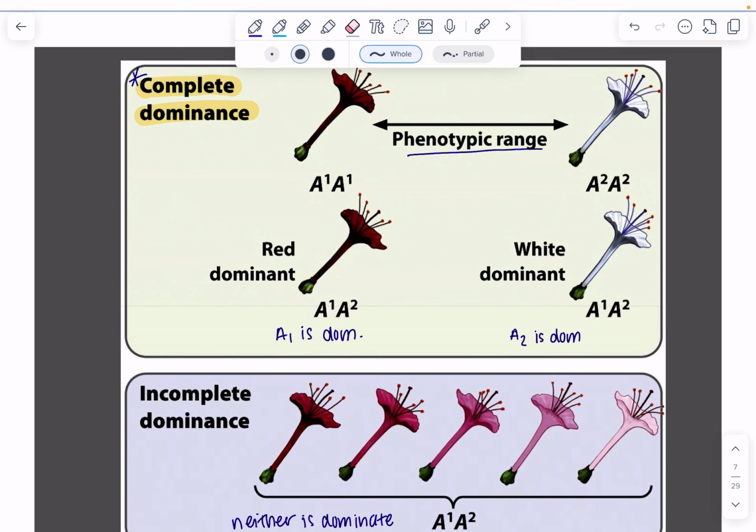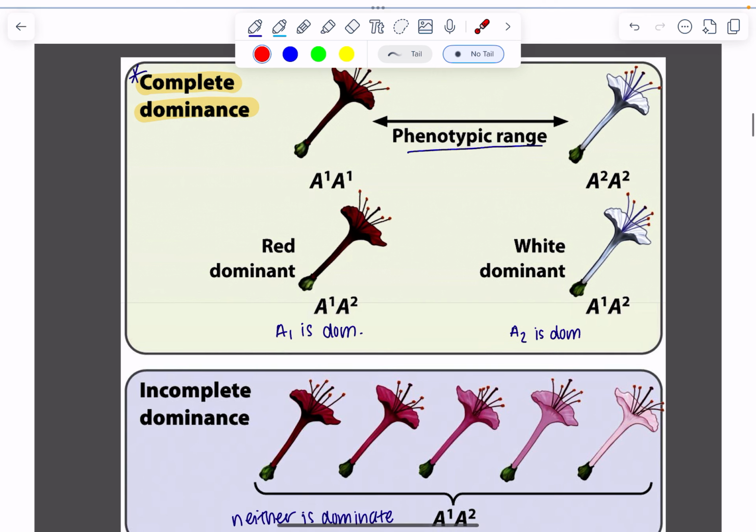Complete dominance versus incomplete dominance. Here we see it again, and in complete dominance you get a phenotypic range where you either get a red flower or you get a white flower. There's no in between. You don't get a pink flower. That's complete dominance. I hate when they do it like this. Say this is big A, and this is little a, little a. If you get big A, little a, you get a red flower.